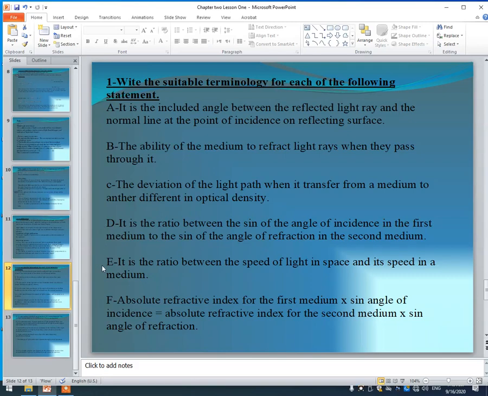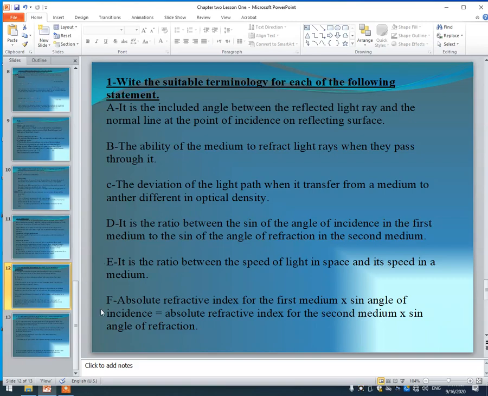Okay, the next question, it is the ratio between the speed of light in space and its speed in a medium. It's c over v. Of course, it's n. Try to think. n equals c over v. It's the absolute refractive index.